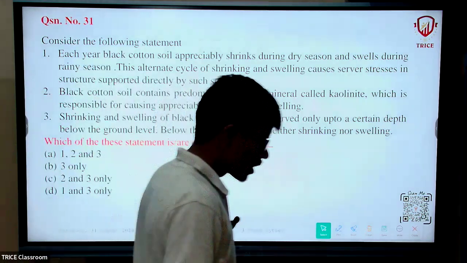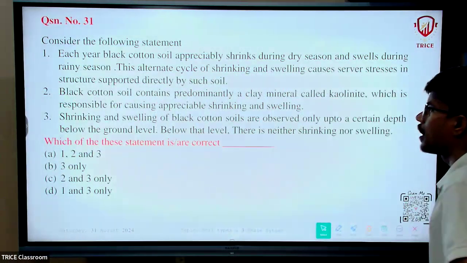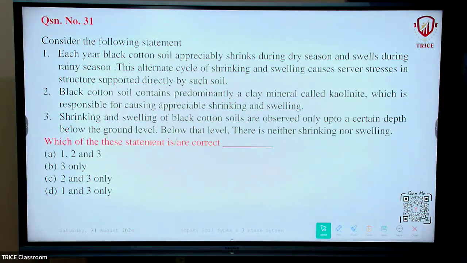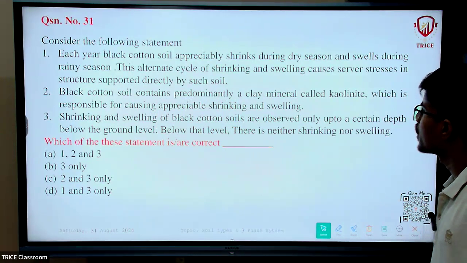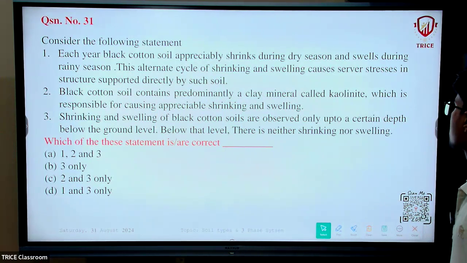Okay, which of the following is the correct statement? Each year, the black cotton soil appreciably shrinks during a dry season and swells during a rainy season. This alternate cycle of shrinkage and swelling causes severe stresses in the structure supported directly by such soils.